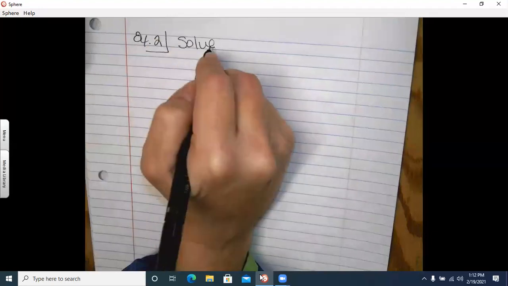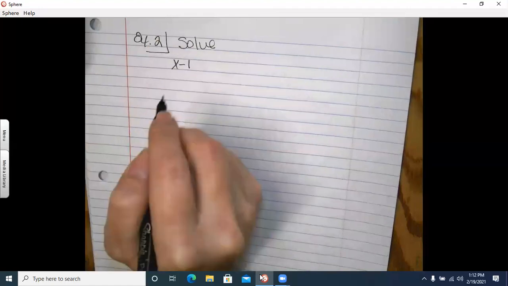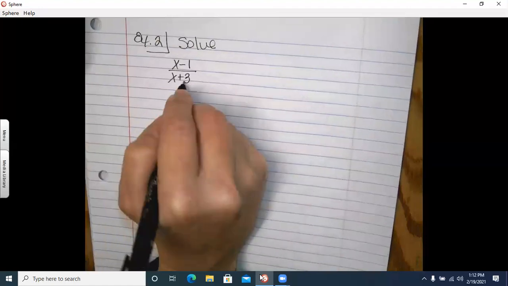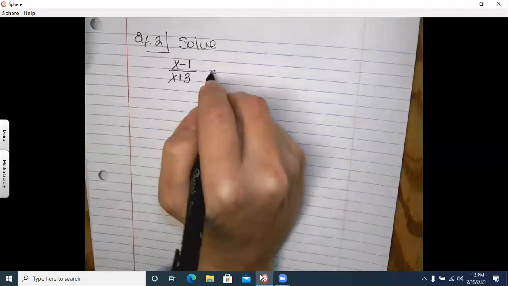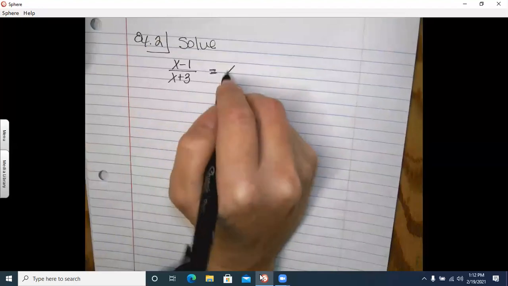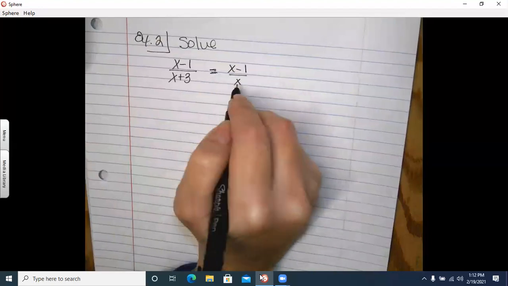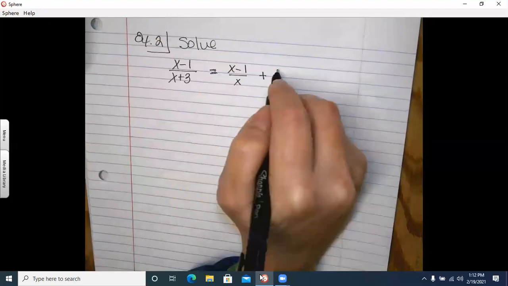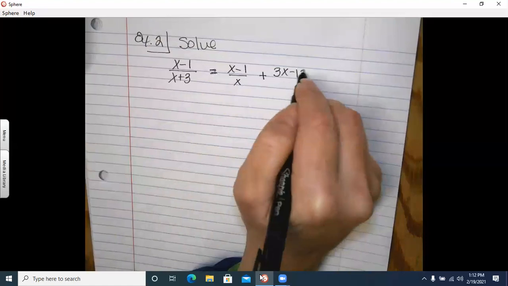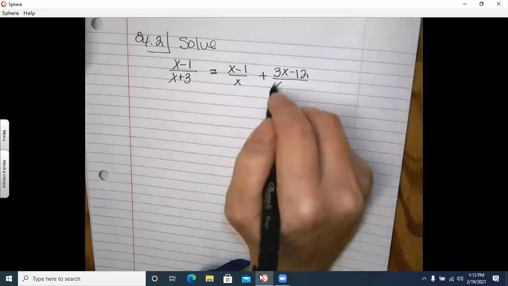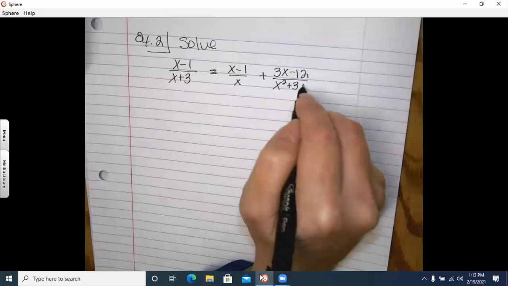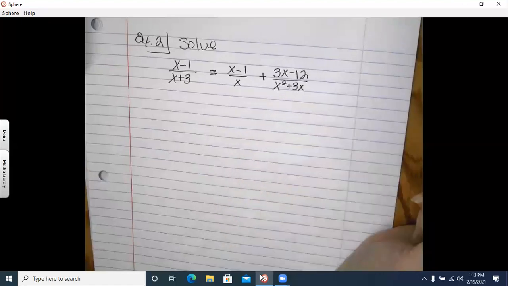x minus 1 divided by x plus 3 equals x minus 1 divided by x plus 3x minus 12, right? Divided by x squared plus 3x. Last time there was only 2 fractions, now there's 3 fractions. It's okay, we still do the same thing.